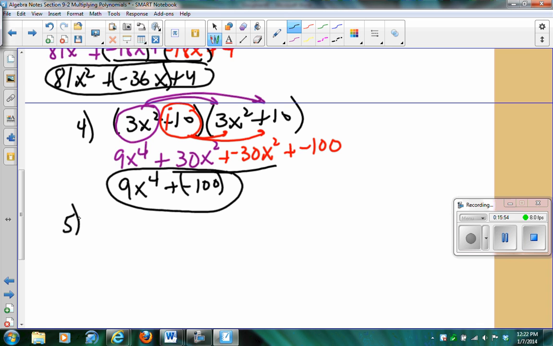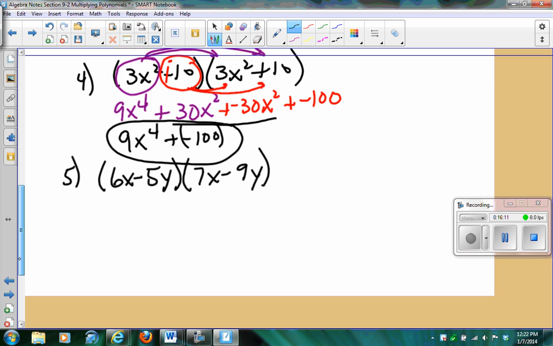Let's try number 5. And we have the quantity 6x minus 5y times the quantity 7x minus 9y. Please press pause while you calculate your answer, then resume when you're ready to discuss your answer. I'm going to begin by changing this to addition of the opposite. So I have the correct sign in front of each number.